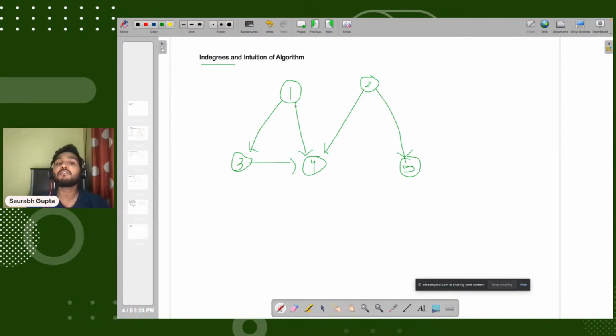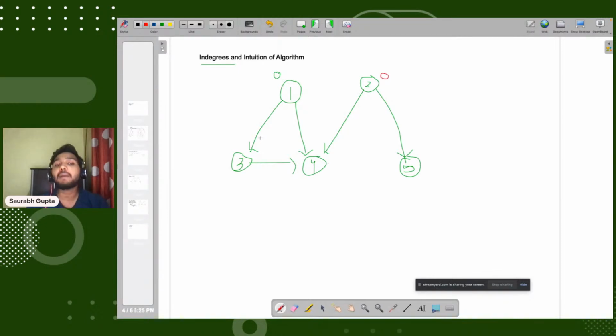So the in degree of the first vertex is how many incoming nodes are there. There are no incoming nodes here, so the in degree is 0 because there are no incoming nodes on this one. Now let's calculate the in degree of the vertex with number 2. Are there any incoming nodes on this particular vertex? No, there are no incoming edges on this vertex, so the in degree of this vertex is also 0.